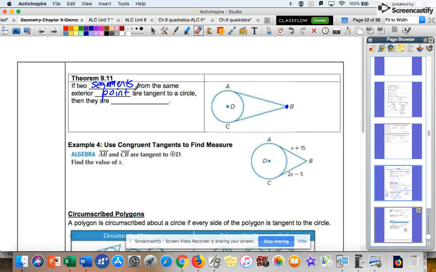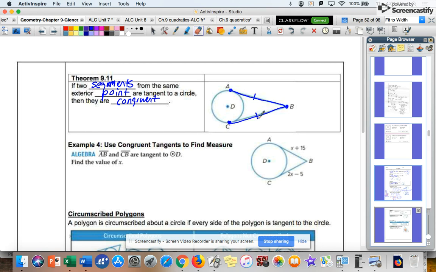If two segments from the same exterior point are tangent to a circle, then they are congruent to each other. So they go to each one of these points of tangency. If both of these segments from a point outside the circle are tangent, then they must be congruent to each other. All right, that's all that says.